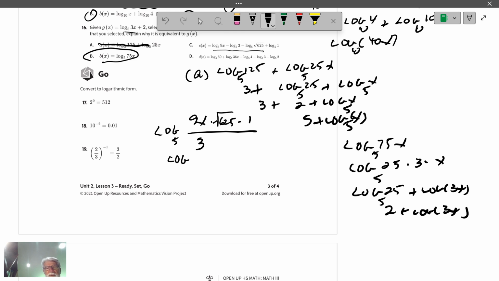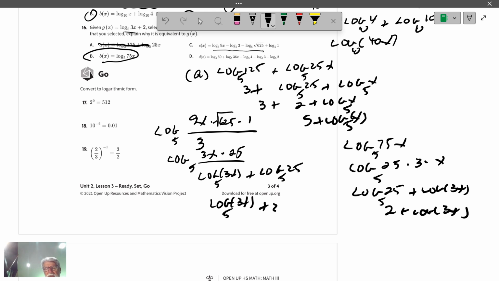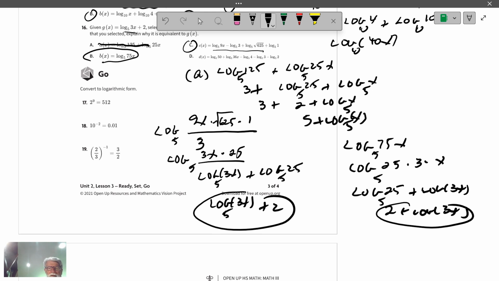Then if I play with this, the 9x divided by 3 is 3x. The square root of 625 is 25 in base 5. And that's the log of 3x in base 5 added to the log of 25 in base 5. And hence, this one works as well, because that's the log of 3x plus 2, which is what we got over here. So C works.